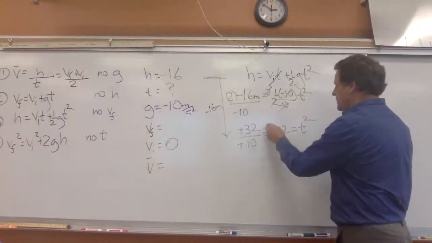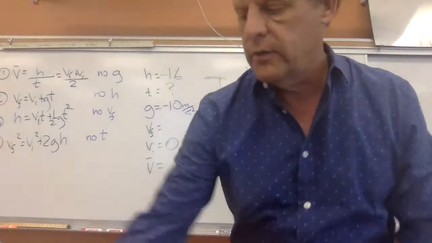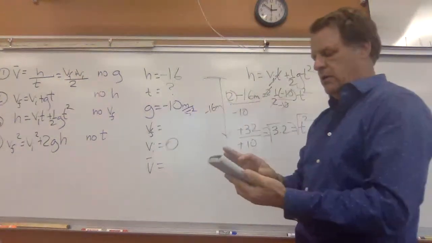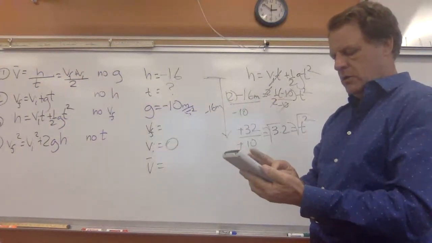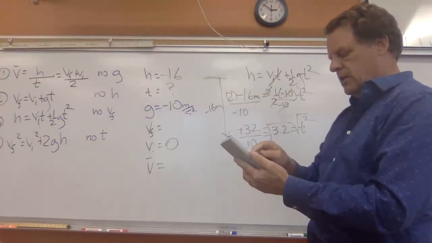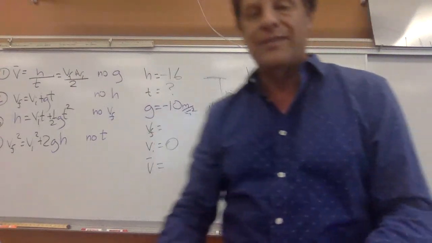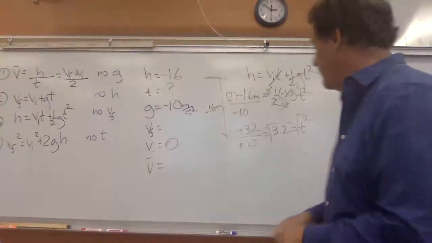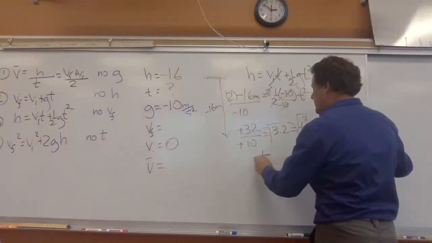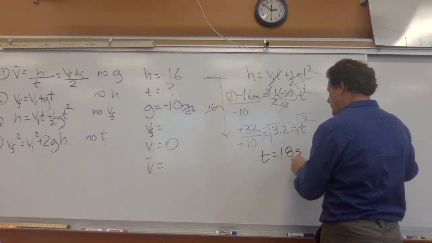So now all we have to do is take the square root of both sides. 32 divided by 10, take the square root, and we're going to get 1.788. So we're going to call that 1.8 seconds. So our time is equal to 1.8 seconds.